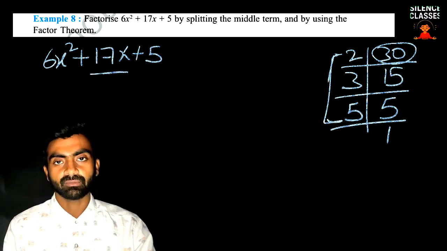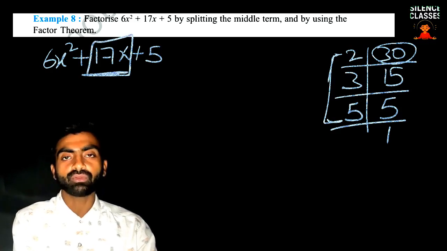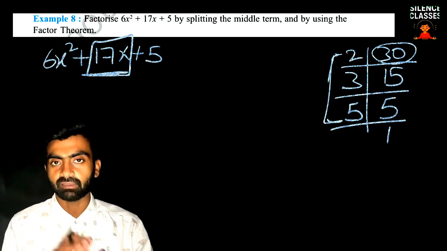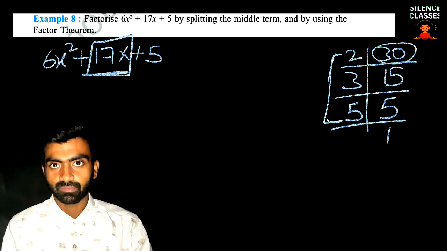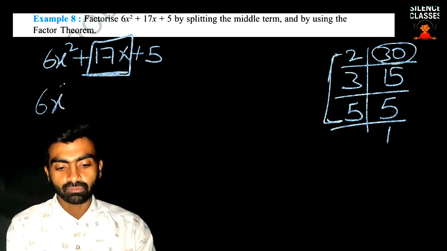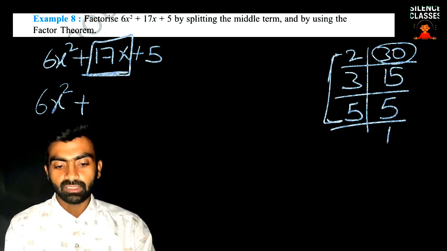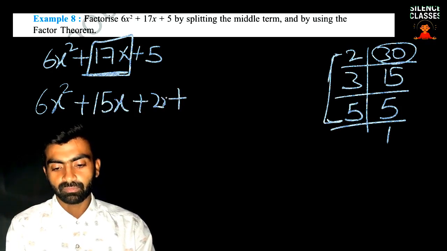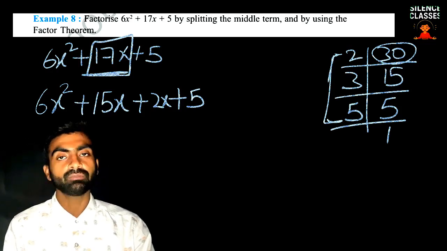get 17x. So we have to split this middle term 17x in this particular manner. When we add or subtract, we will get 17, and once we multiply those two terms, we will get 30. So we can write it as 6x² + 15x + 2x + 5. 15 plus 2 becomes 17, and 15 multiplied by 2 becomes 30.